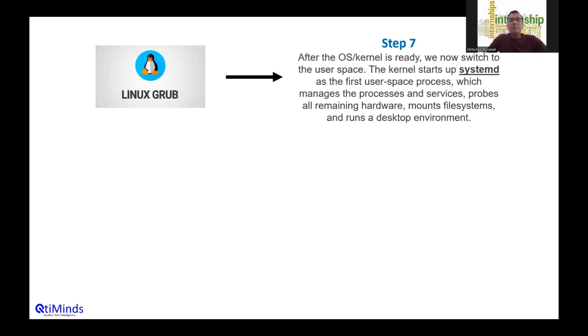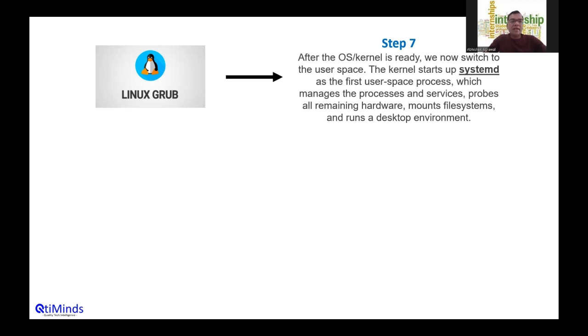And what does it do? systemd manages the processes and services. The remaining processes, whatever has to be executed in user space, are managed by systemd. Similarly, the various services which are required in the user space in a particular system are managed by systemd. Okay, so after that, what does it do?